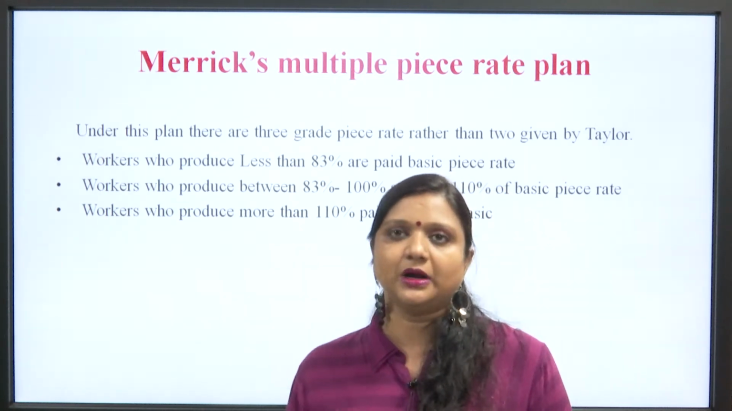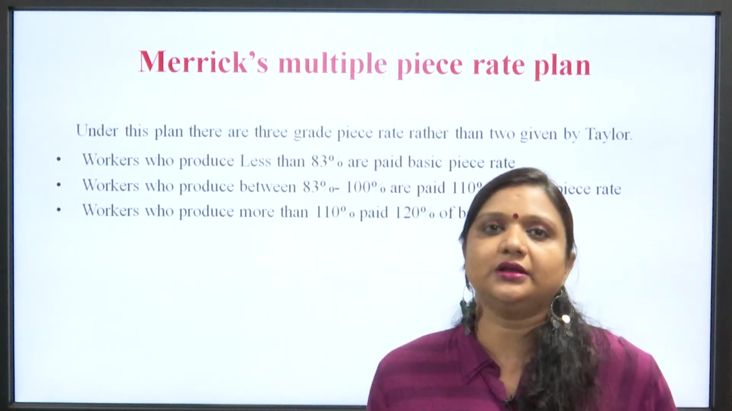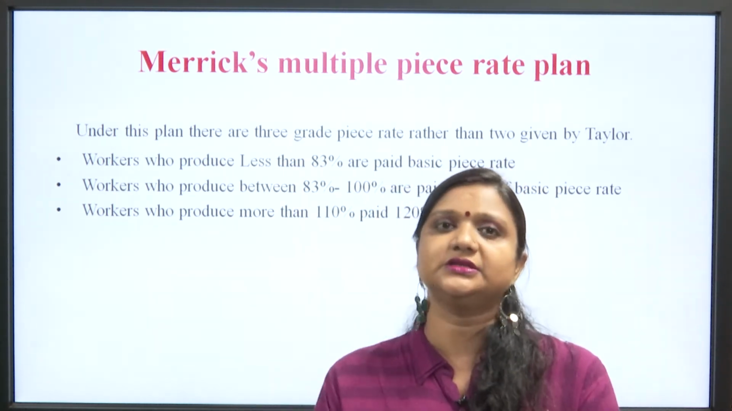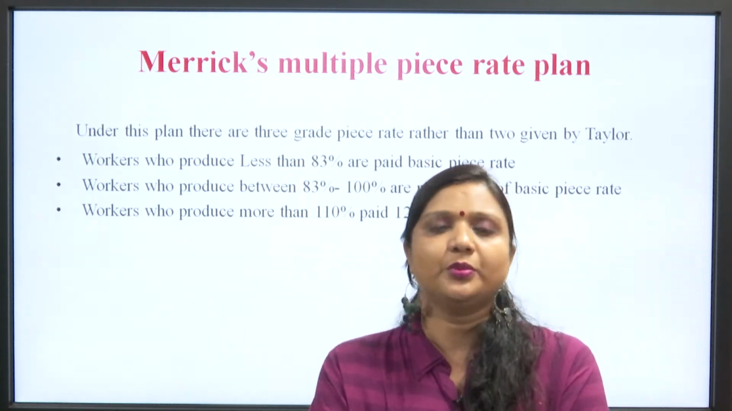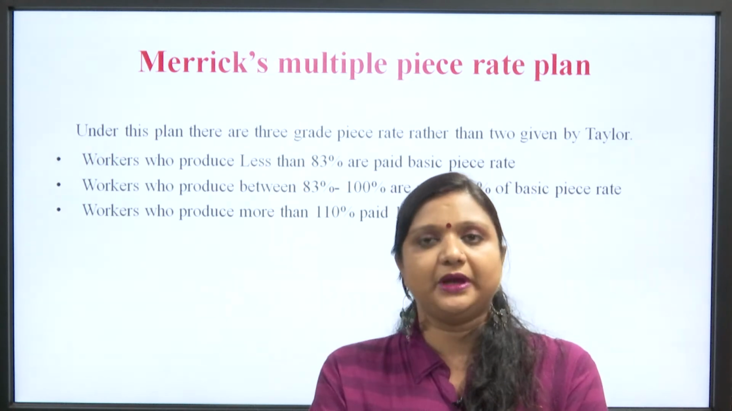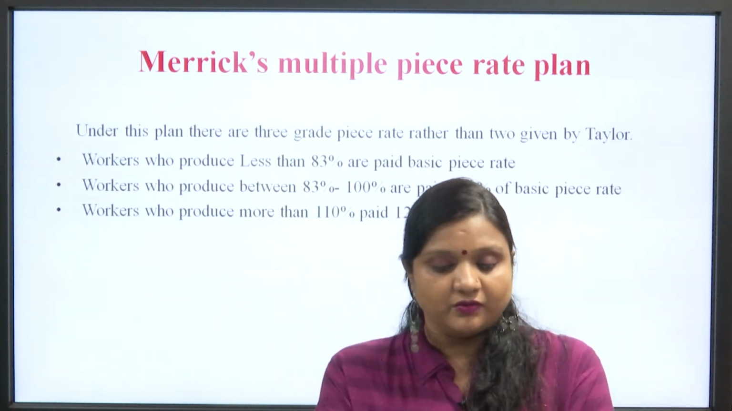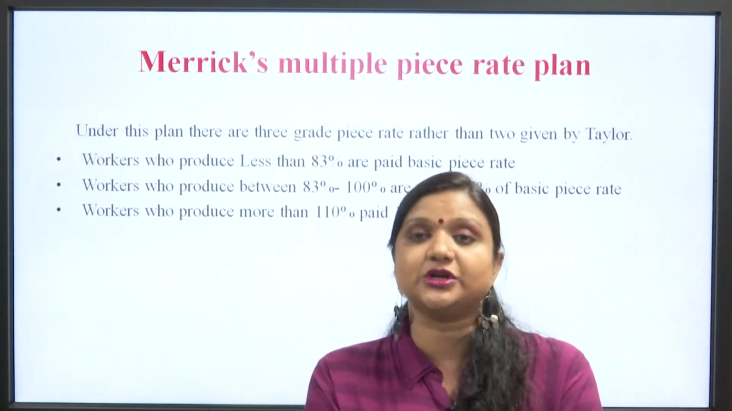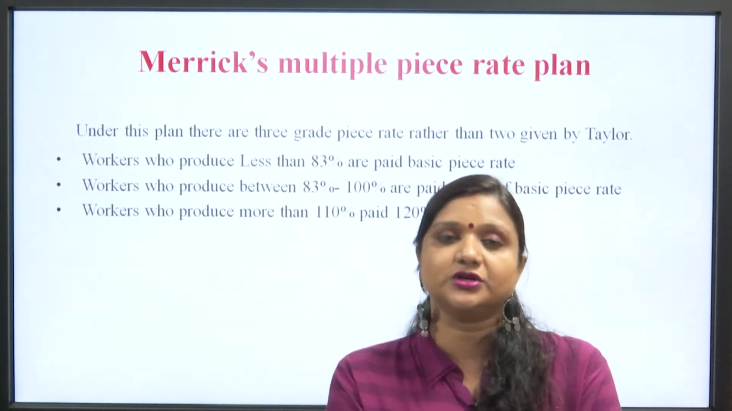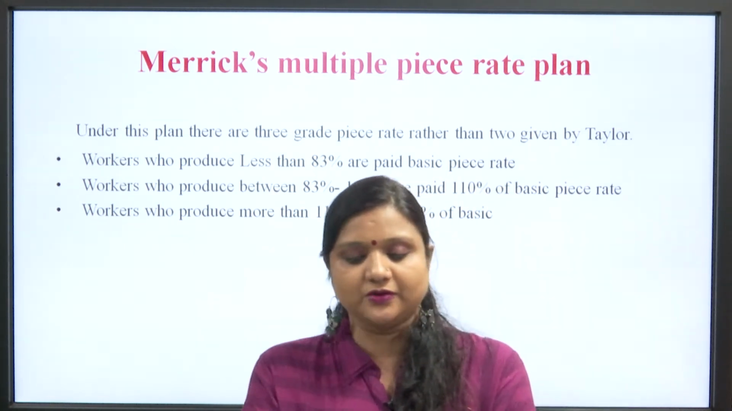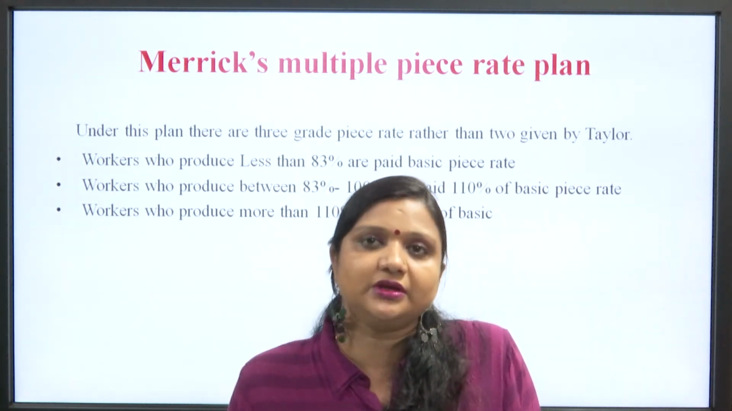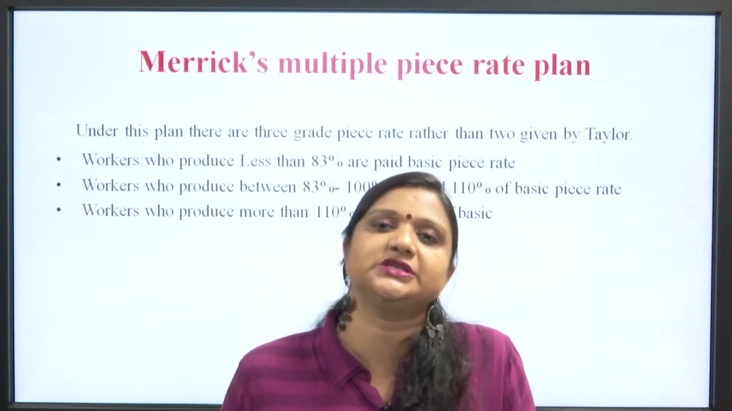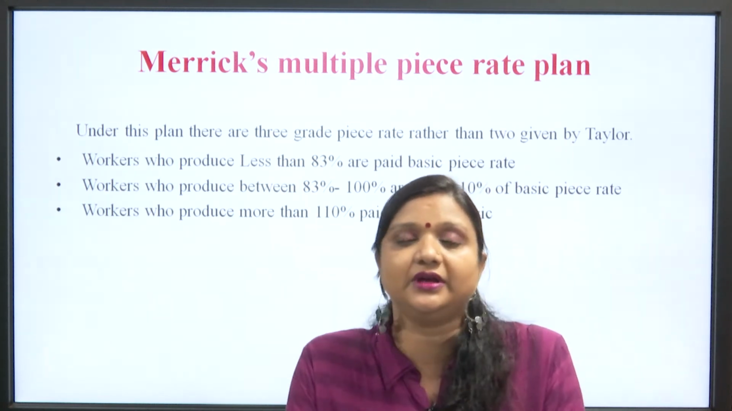The second one is Merrick's multiple piece rate plan. Under this plan, there are 3 grades of piece rate rather than 2 given by Taylor. The first is workers who produce less than 83% are paid the basic piece rate. The second is workers who produce between 83 to 100% are paid 110% of the basic piece rate, and the third is workers who produce more than 100% are paid 120% of the basic. Obviously, these plans motivate the good performers to maintain their pace or their productivity in the same manner.